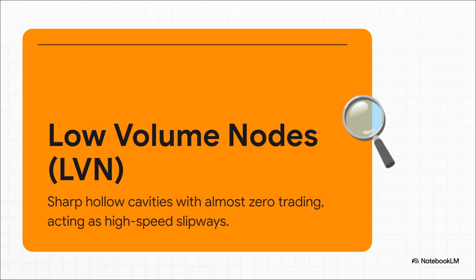But then you have to contrast that with low-volume nodes, the LVNs. These are the sharp, hollow cavities in your profile where almost zero trading occurred. The market was just highly inefficient there. So these act as high-speed slipways. Because there is no historical order book friction, no past battles fought there, price will just rip through these cavities instantly. When price breaches an HVN boundary and enters an LVN void, brace yourself. It is going to slide through that vacuum at extreme speed.